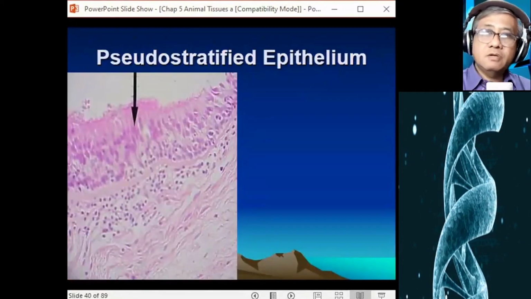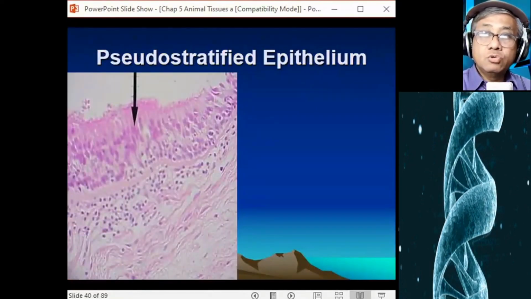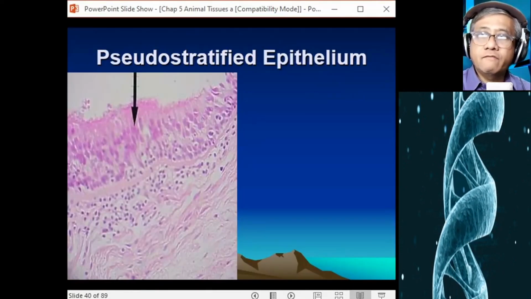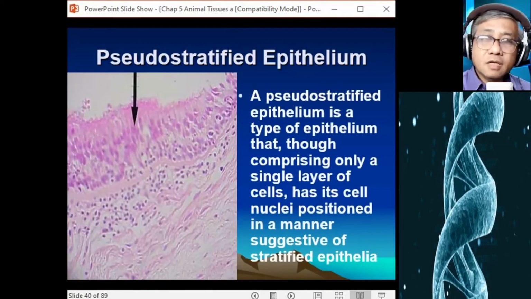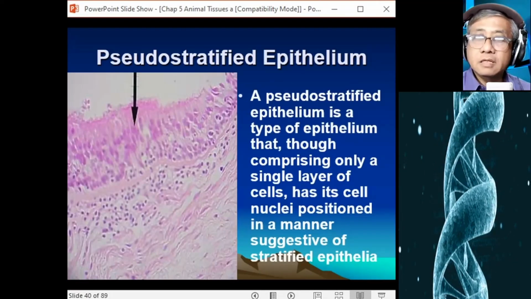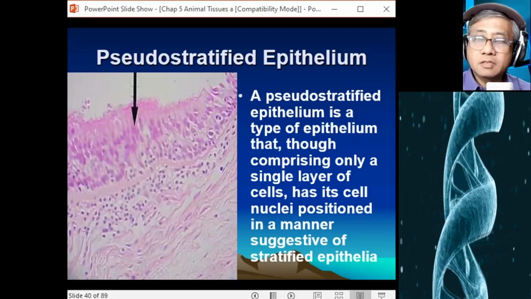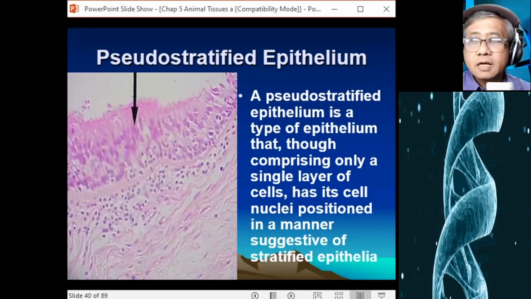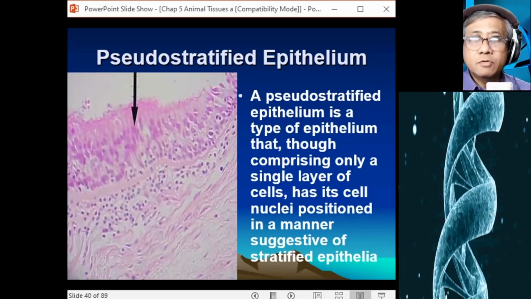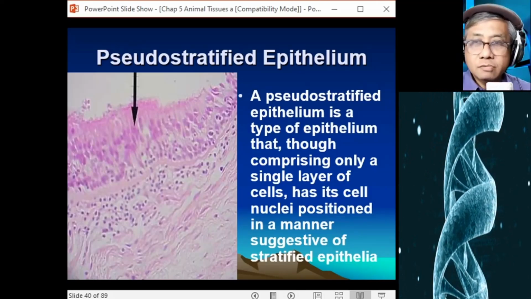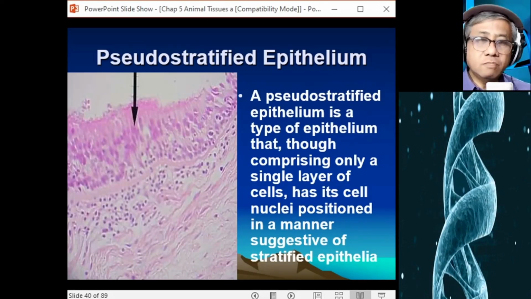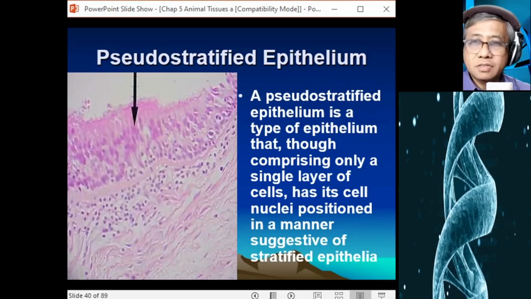And lastly, we have pseudo-stratified epithelium. Now, when we speak of pseudo-stratified epithelium, this is a type of epithelium that under the microscope, you might think that it is made up of only a single layer of cells. But in fact, if you will look closely at the orientation of the nucleus, it would suggest that this tissue is actually made up of several layers of cells.